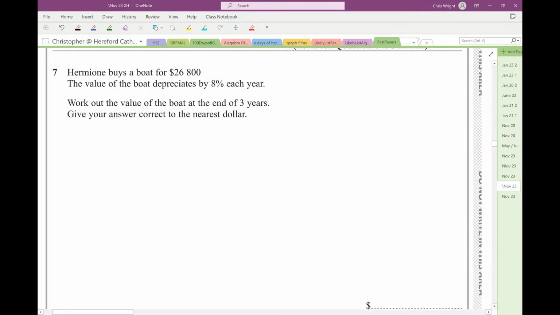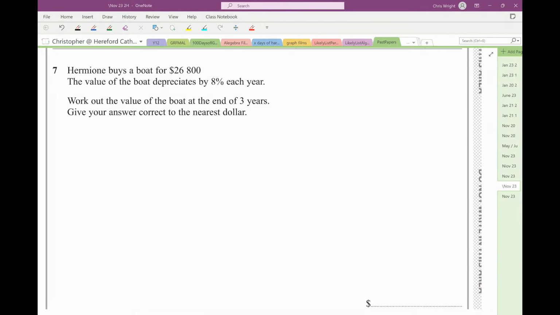Question number 7, Hermione buys a boat for $26,800. The boat depreciates by 8% each year. Wait a minute, if it depreciates, it goes down. If it goes down by 8% each year, then the multiplier is 0.92 because you've got 92% of it left if you knock off 8% of it. Work out the value of it, oh, at the end of 3 years.